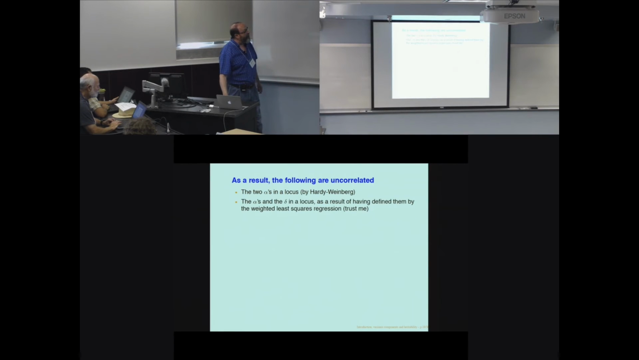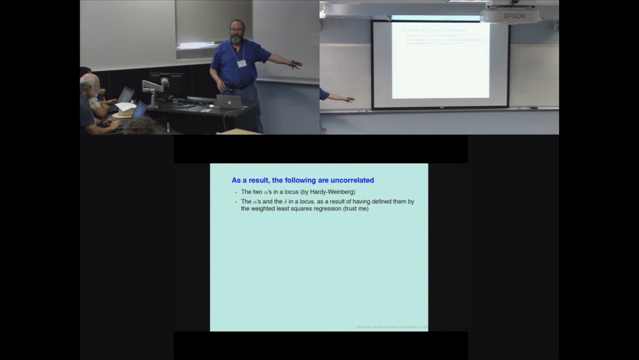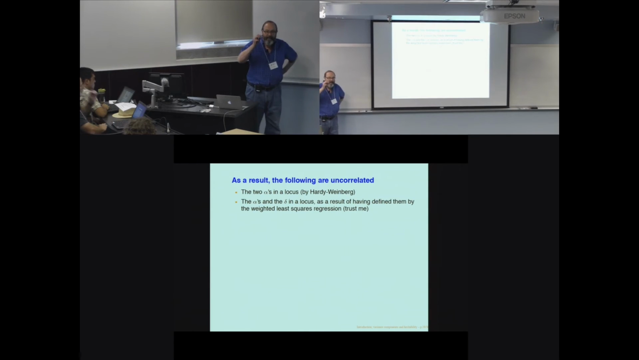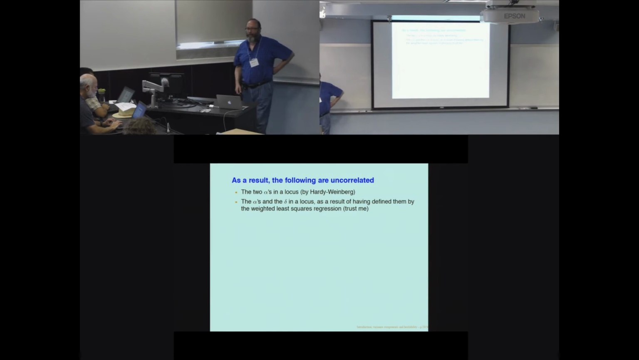Now here, as a result of a lot of algebra involving the least squares fit, it turns out that the alphas and delta in a single locus are uncorrelated. They're technically not independent, but they are uncorrelated. That's all we need. As a result of doing a lot of algebra involved in the weighted least squares. So I've just said, trust me. Otherwise, we would spend half an hour on that one.